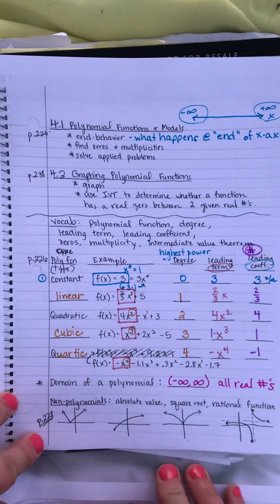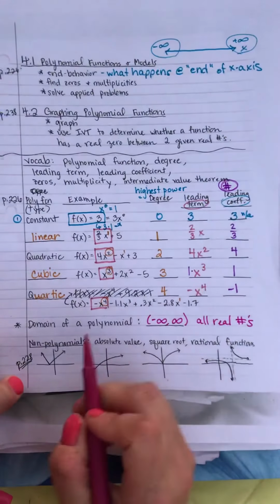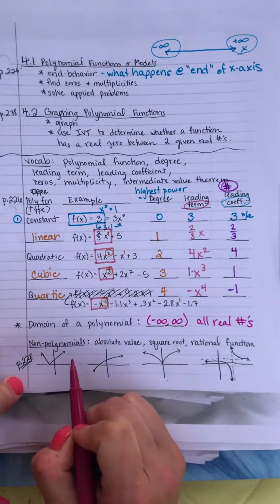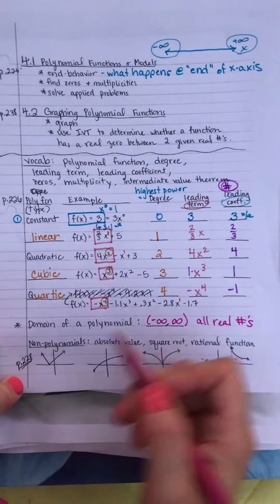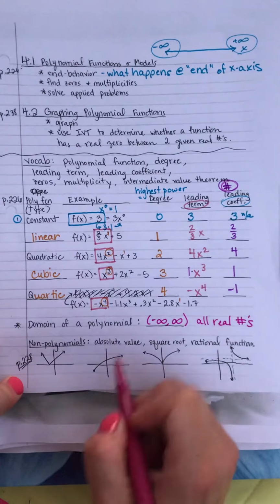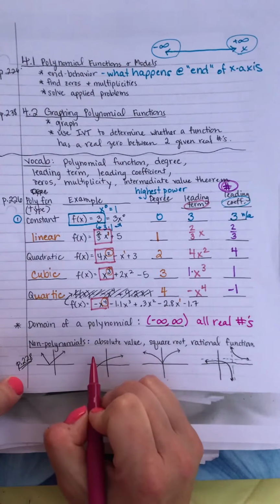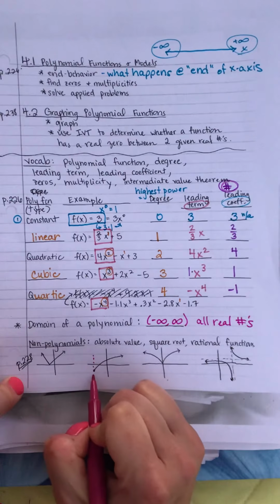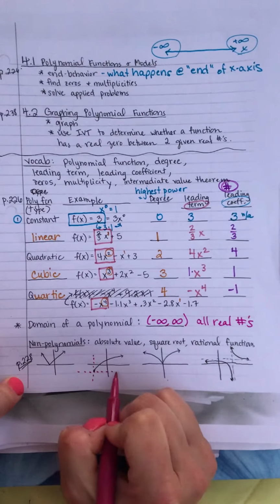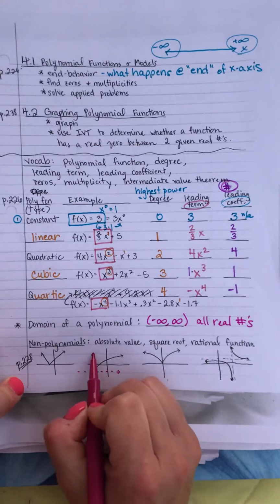Now, let's look at some non-polynomials. This is an absolute value, a poorly drawn absolute value, but an absolute value. This is a square root function, okay? This is here, if I wanted to dot it in, before a transformation, okay?